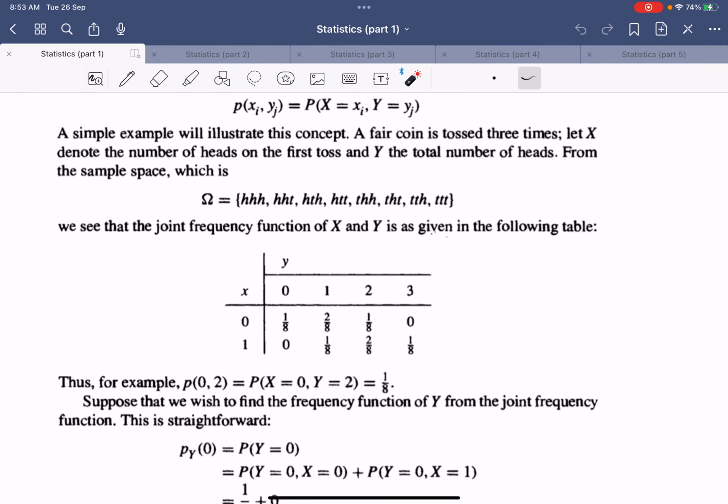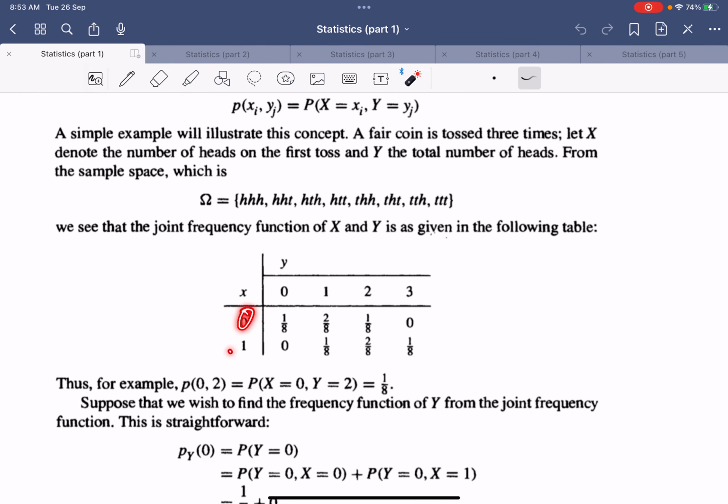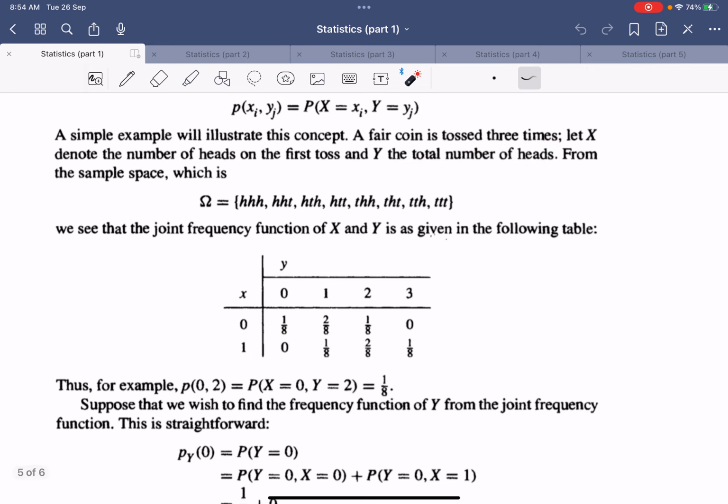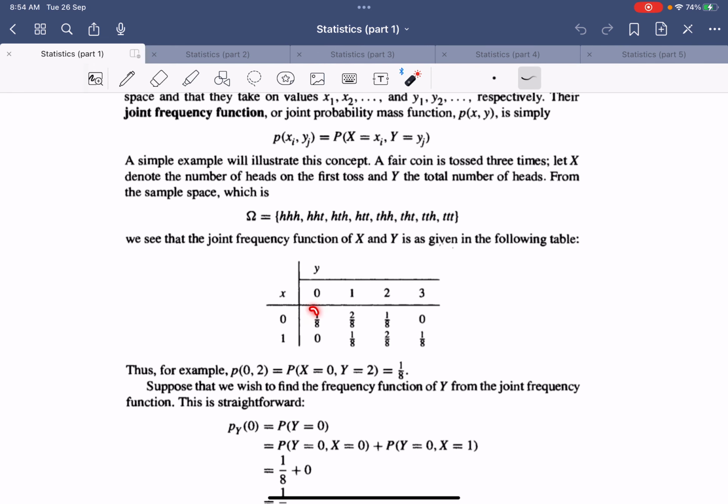Let's say X is 0, then Y is 0 means the second and third tosses must both be 0. And if X is 1, then Y being 0 is not possible because Y is the total number of hits, so the probability must be 0. And this is your joint frequency. Like what's the chance that X is 0 and Y is 0? What's the chance that X is 0 and Y is 1?